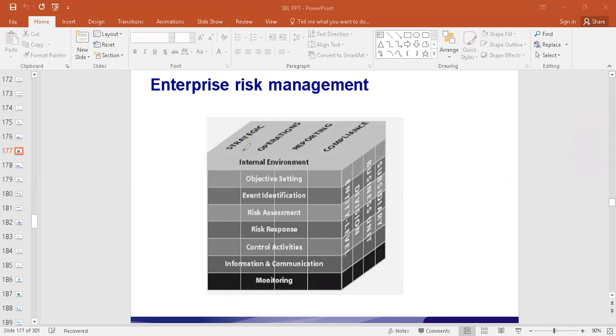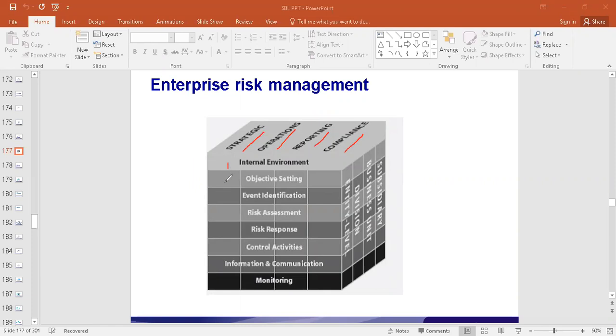We see strategic, operations, reporting, compliance. Even for internal control we did look into that. Across the organization it is the same thing: subsidiary, business entities, division, entity level, everything is the same across the organization. This can be implemented, but here these are not 5 components, these are 8 components.